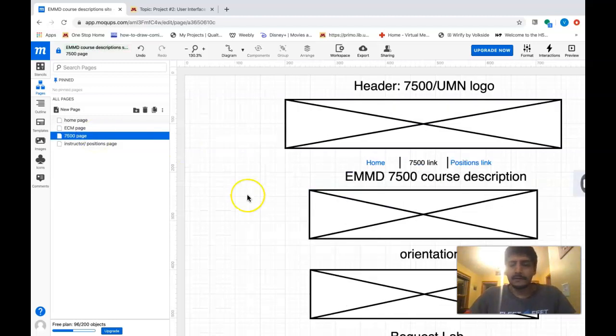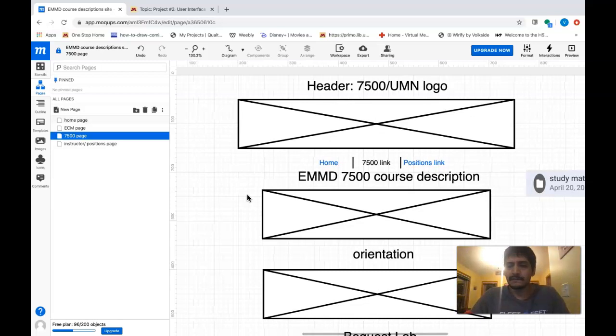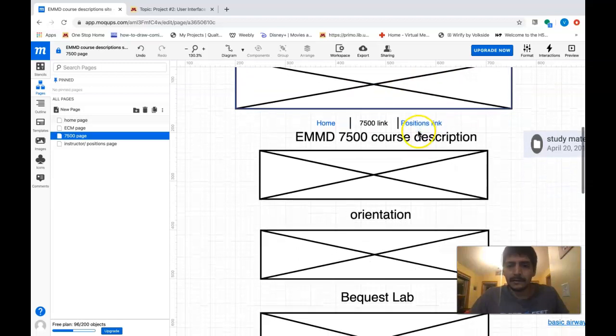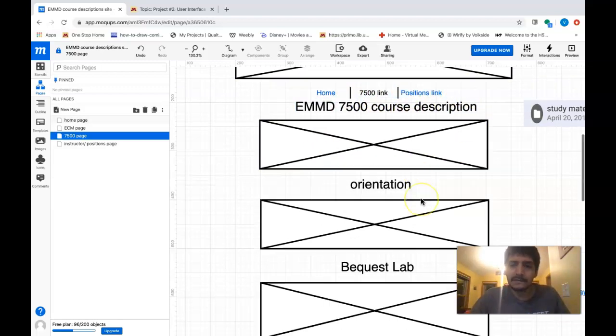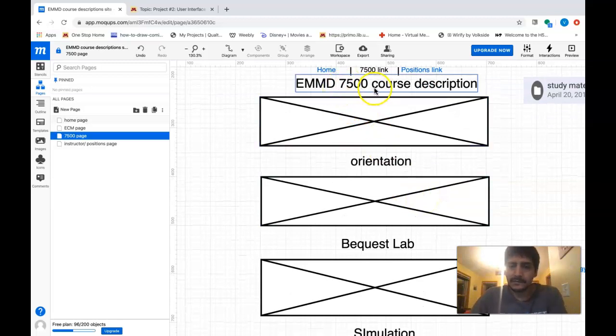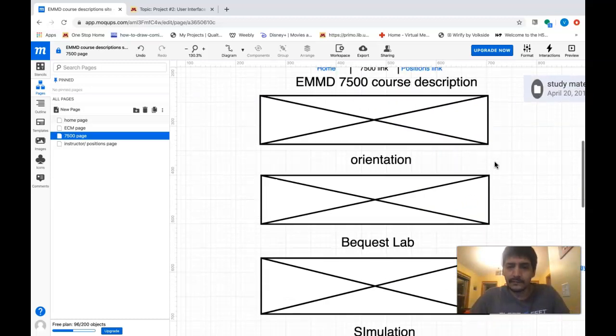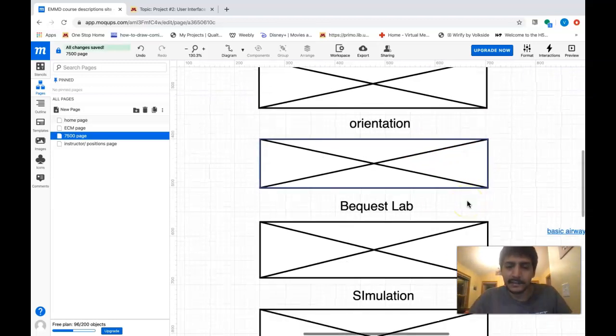The 7500 page, again, is going to be fairly consistent and fairly similar. We'll have the banner logo up here. Again, a link back to the, that should say ECM, but kind of back to the other pages. Again, the course description for EMMD 7500, who these students are and what this course is. And then again, the 4 weeks are broken down here by didactic session.